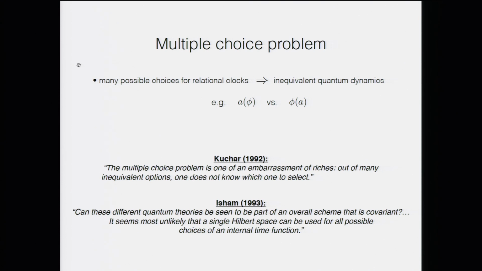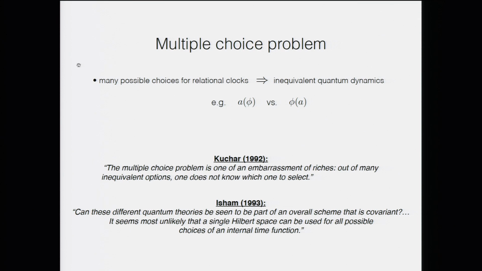And so Kader Kukash, in his review on the problem of time, made a statement about this multiple choice problem, saying that it's a problem of an embarrassment of riches. Out of many inequivalent options, one does not know which one to select. And also the question whether any of these different choices would actually give you a correct quantum dynamics.